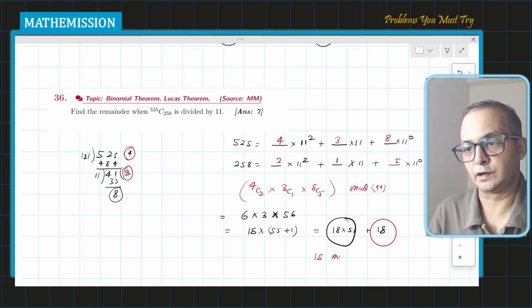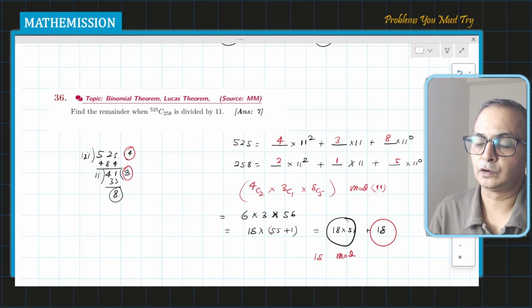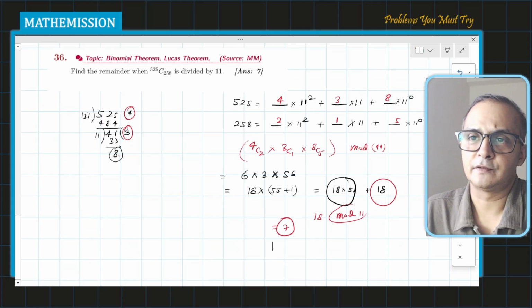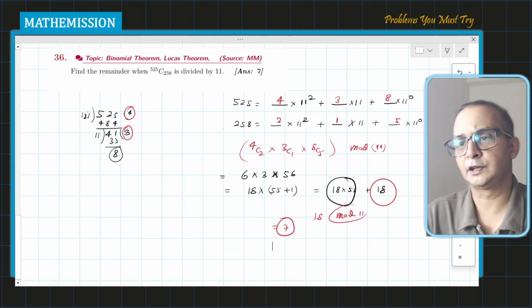So 18 modulo 11, and the answer is 7 we got. So this way we got this answer. We want to look into that.